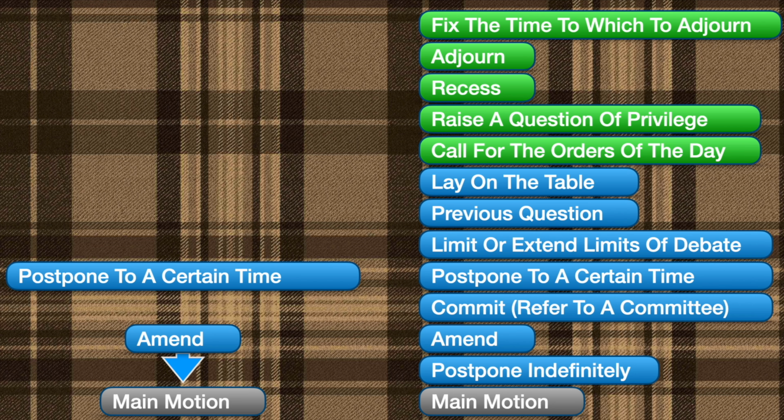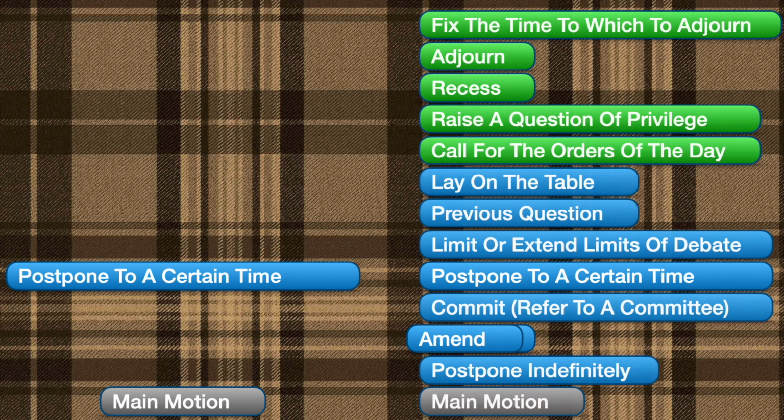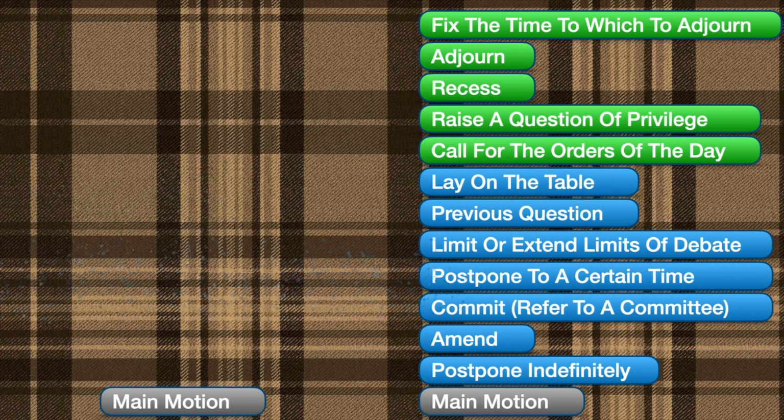If we consult the list of ranking motions and compare the immediately pending motion, which is postpone to a certain time, to the motion made by the member, which is amend, we see that amend ranks below postpone to a certain time. Therefore, the motion is out of order at this time. If the motion to postpone to a certain time is put to a vote and lost, then it would disappear and the immediately pending motion would be the main motion. And at that time, the motion to amend would be in order, because when a main motion is the immediately pending motion, every motion on this list is in order, except, of course, for another main motion, which is only in order when no other motion is pending.